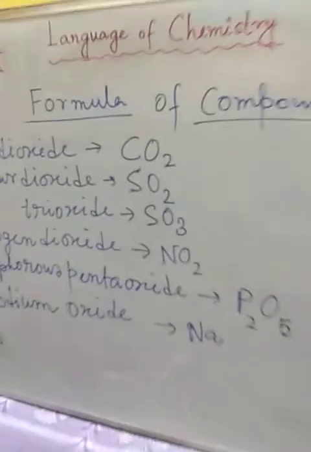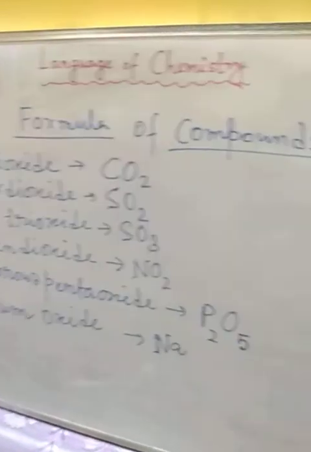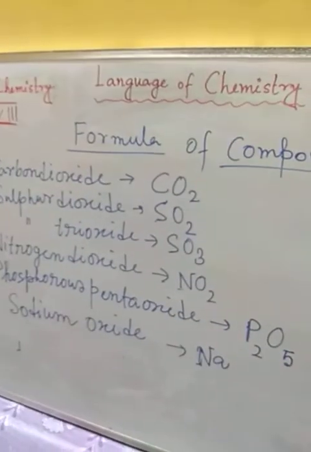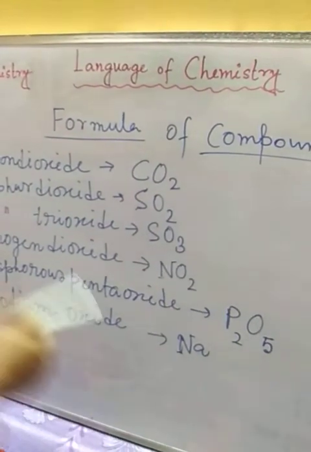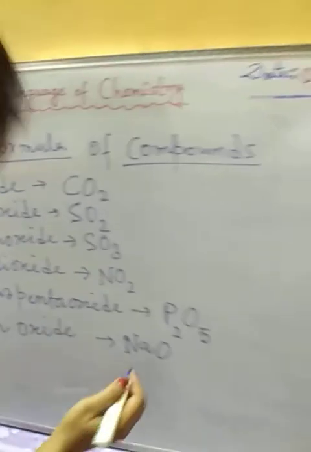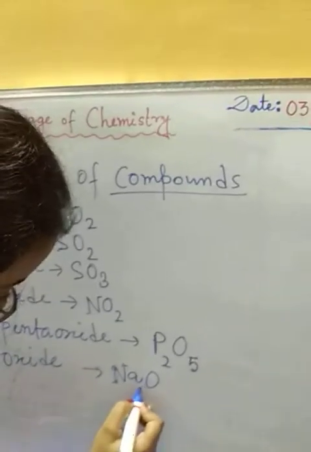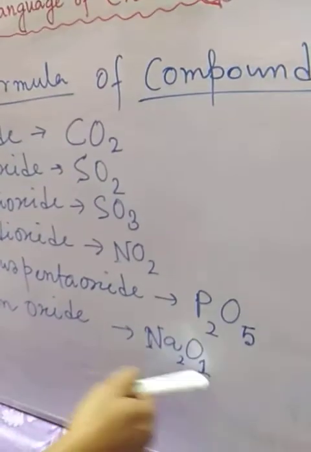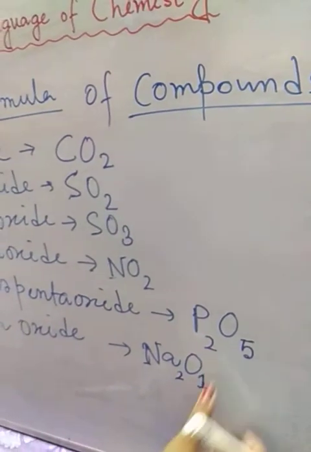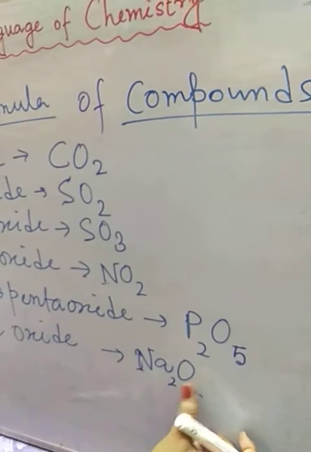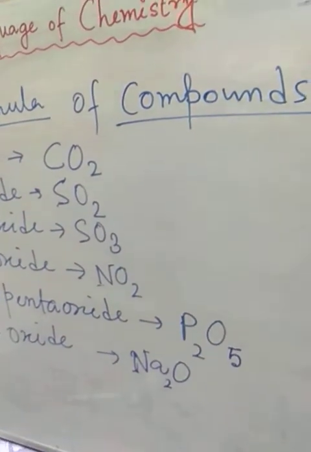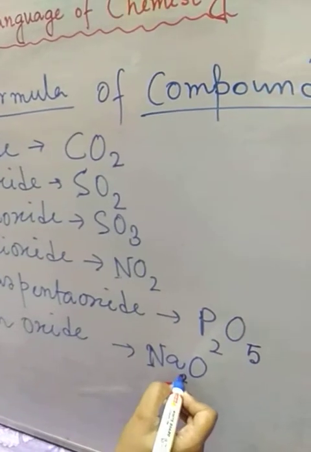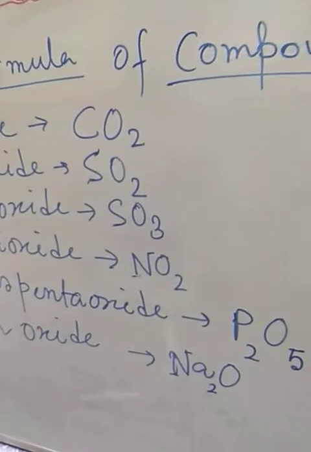Sodium's valency is... from the name of the compound only, you can understand that there are 2 elements, sodium and oxygen. So we can write them together as NaO. And we know that oxygen's valency is 2 and sodium's valency is 1. So we cross the valencies, and as we don't write 1, we remove the 1. So the formula we get now is Na2O. This is the formula of sodium oxide.